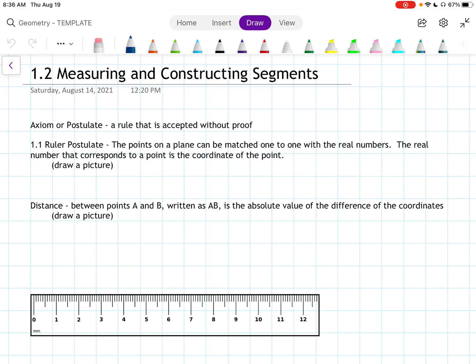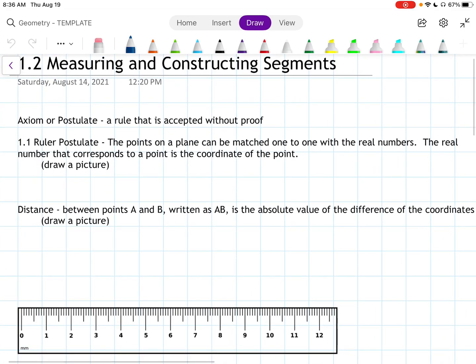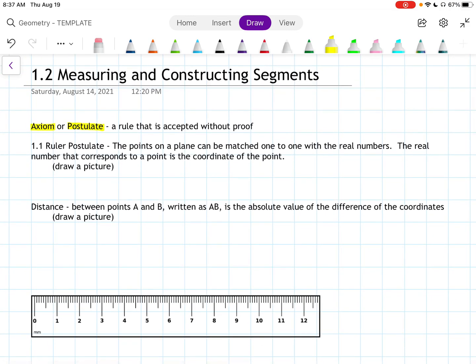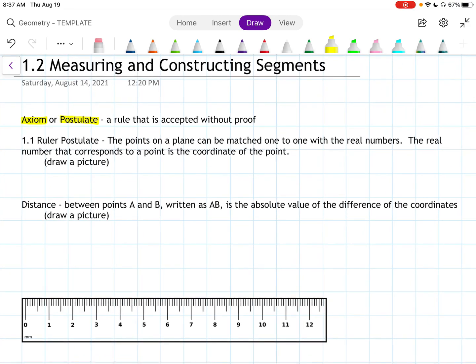All right. So starting off, we have another definition, an axiom or a postulate. Right now, those are just going to be synonyms. They mean the same thing. They mean a rule that is accepted without proof. It's a lot of those math things that you think of, some of the really easy things that you just kind of know. You know that it's true. You don't really have to be told that it's true. You just know that it's true. So let's look at 1.1, the ruler postulate.